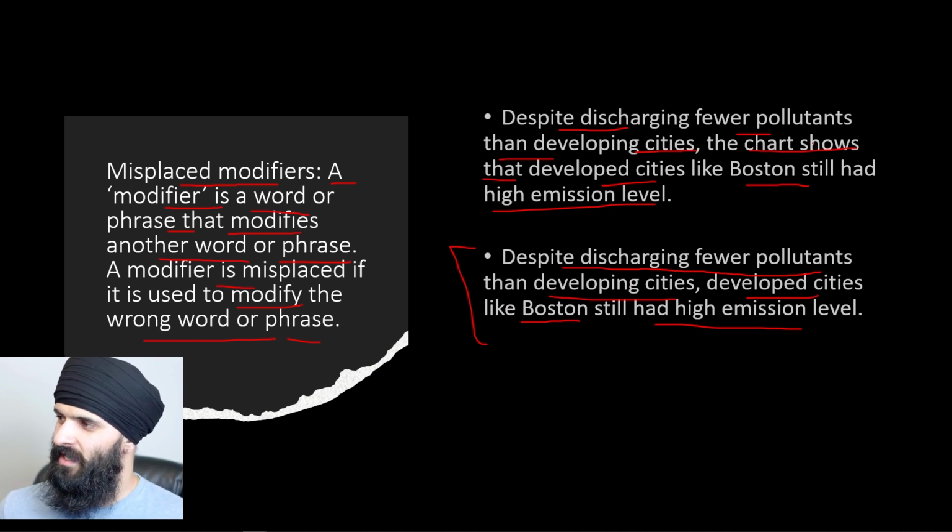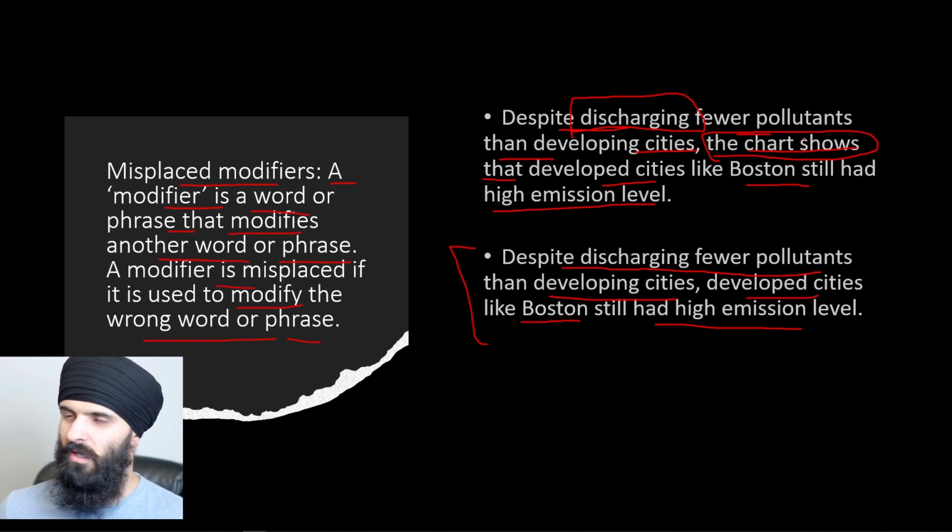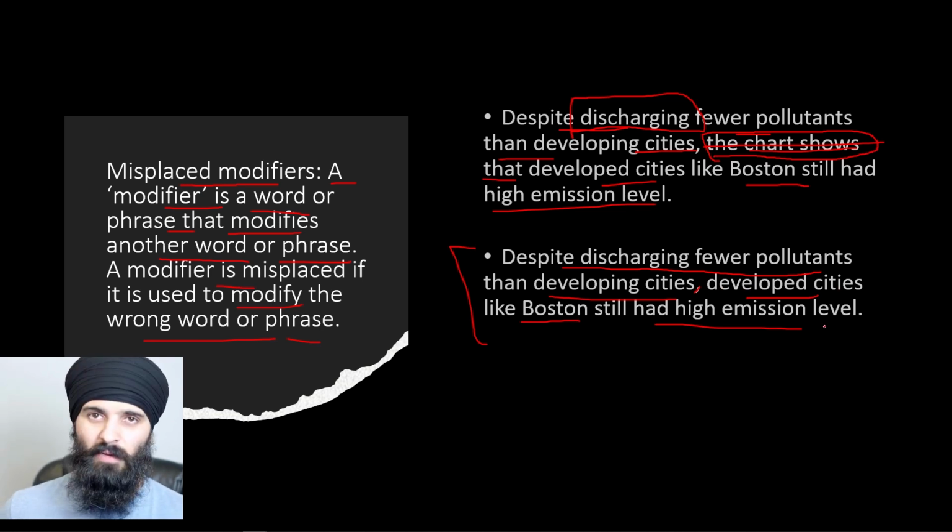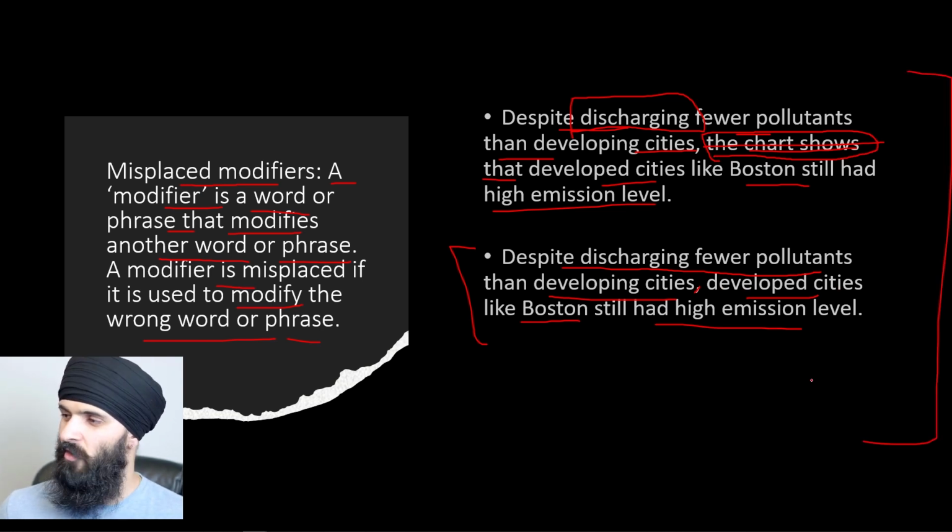What's incorrect here is the bit that says the chart shows, and then here talking about discharge. There's a disconnect here. They don't really share the same verb, which is wrong. Instead of having this, just scratch it out and go straight from developing cities, comma, developed cities like Boston still had a high emission level. So there you go. That's 5 mistakes that people make, and they are the most terrifying ones.